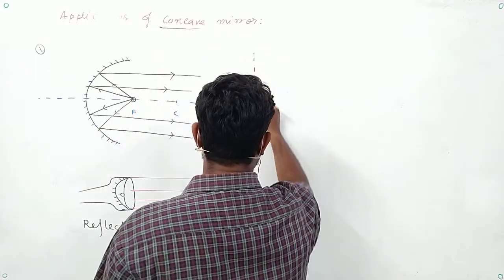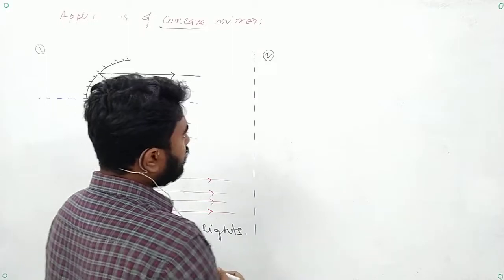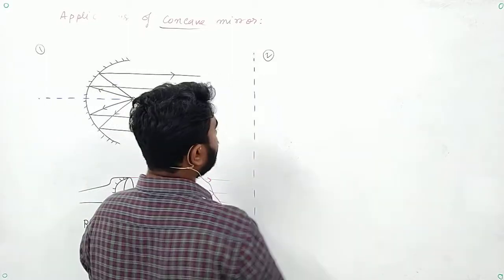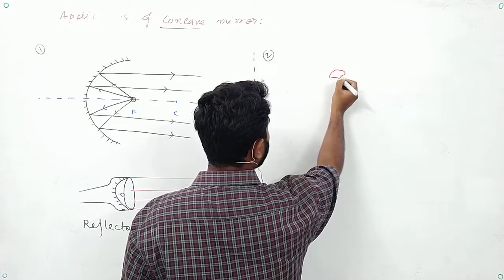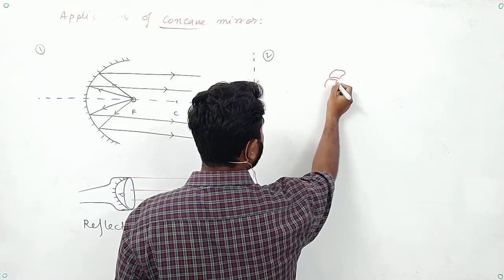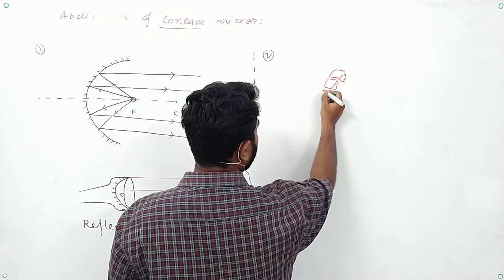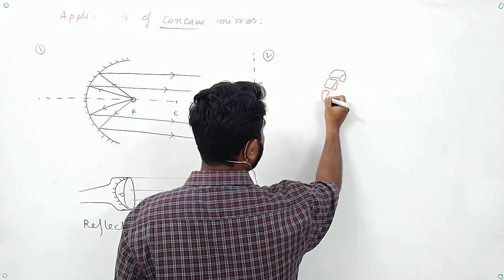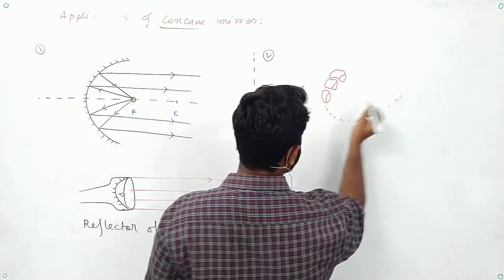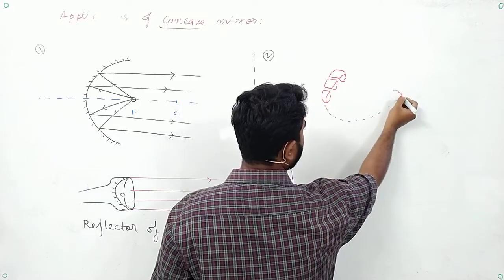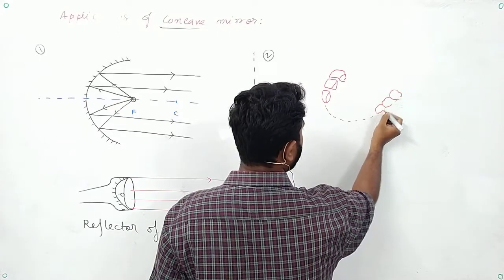We will do another use, number 2. Suppose this one is your teeth. This is the inside of your mouth. This one is your teeth.